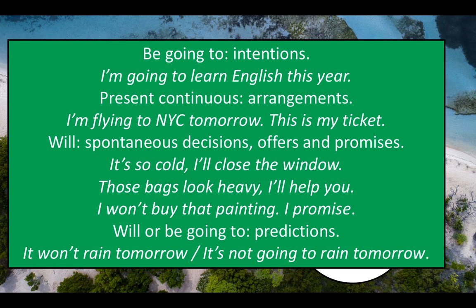For example, I'm flying to New York City tomorrow. This is my ticket. I already have a ticket. The activity is already arranged, so I use the present continuous. We use will for spontaneous decisions, offers, and promises. It's so cold. I close the window. That is a spontaneous decision. That is something I just thought about doing and I say that I want to do it.